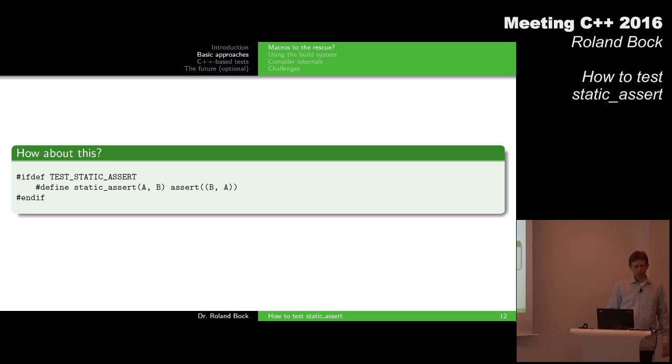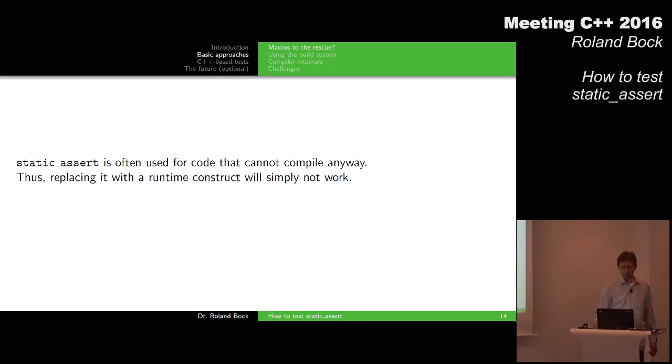Other approaches are you could replace it with something at runtime. Okay, that's stupid. So replace static assert with assert. I don't know, that doesn't work. Replace static assert with an exception. You get these answers on Stack Overflow, but it doesn't work because static assert typically is for something that wouldn't compile anyway. So trying to move that into the runtime is not really a good idea.